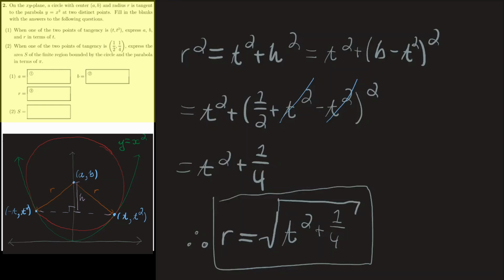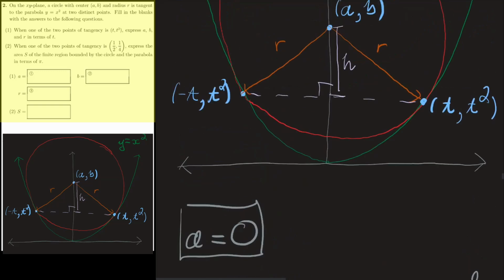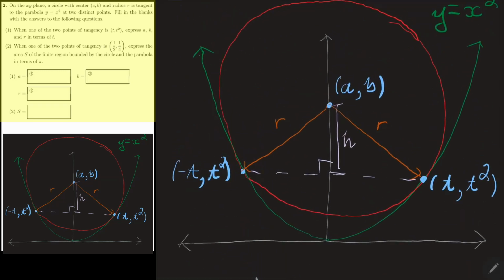So the next part of the question is, when one of the 2 points of tangency is (1 over 2, 1 over 4), express the area S of the finite region bounded by the circle and the parabola in terms of pi. So if you look at the diagram, what that means is that we need to find this area right here. So between the circle and the parabola, that is the area that we are looking for.